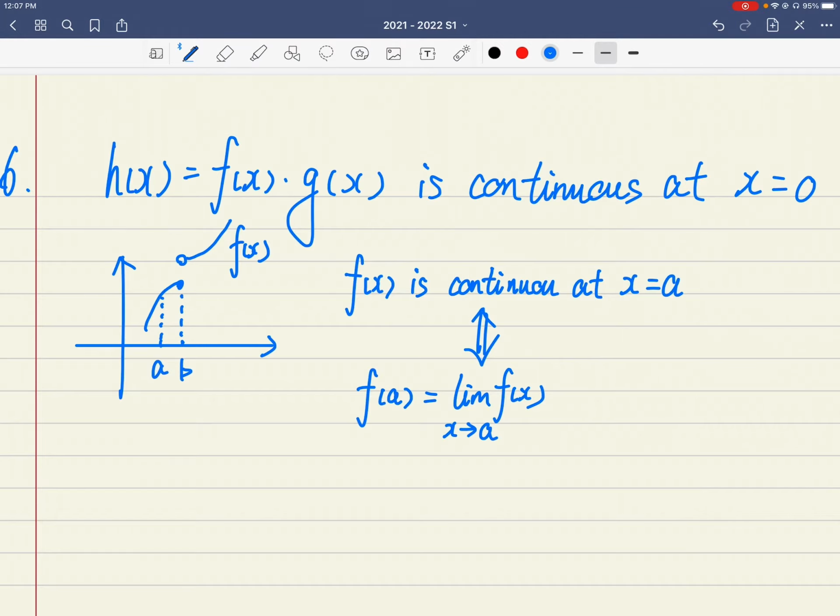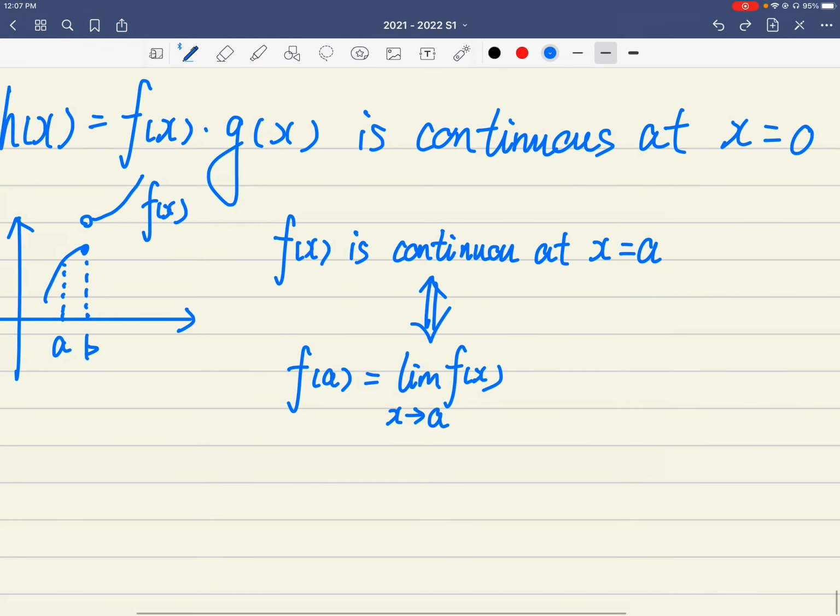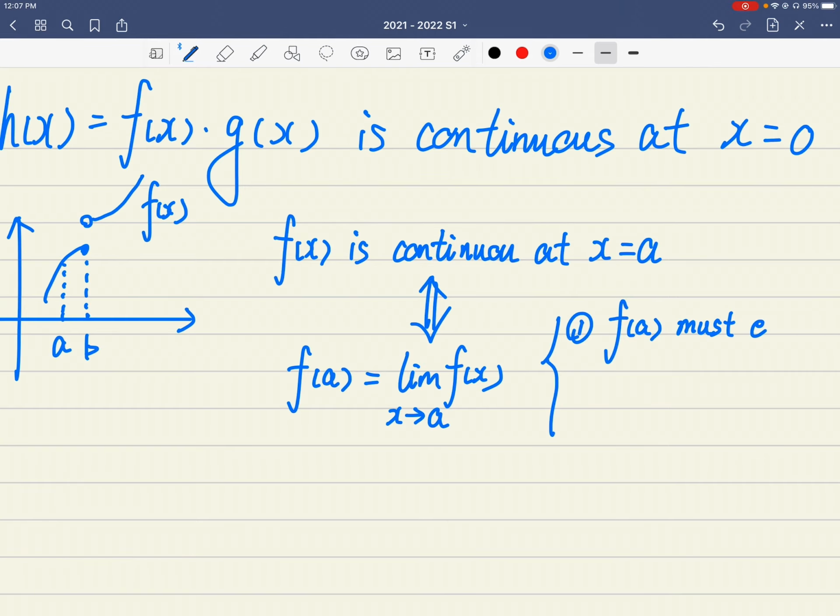So this equation actually means a lot. There are three things in this equation. First, your f(a) must exist. For some functions at some point, the value doesn't even exist. Here f(a) is equal to the right-hand side, which implies f(a) already exists.